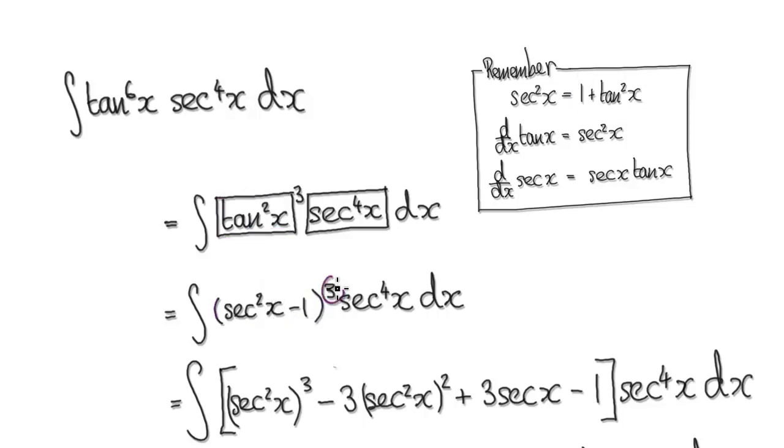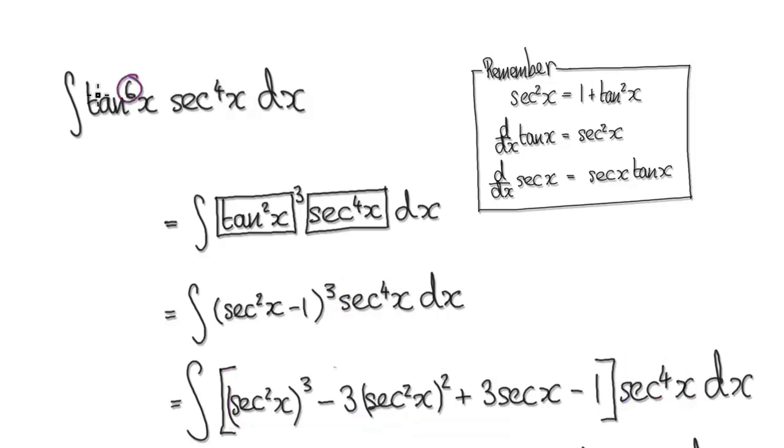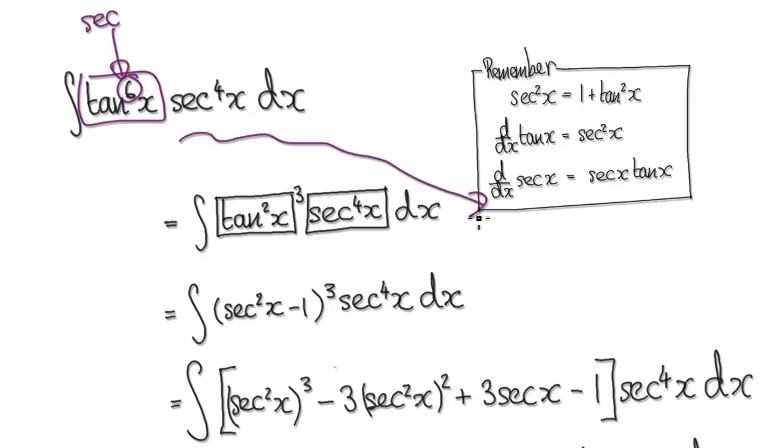And then to the power of 3, that will then give you this. And then the point I'm trying to make is that because this is an even power, we can turn this block all into secant. And then we can use the reduction formula for secant. And then eventually work out the integral.